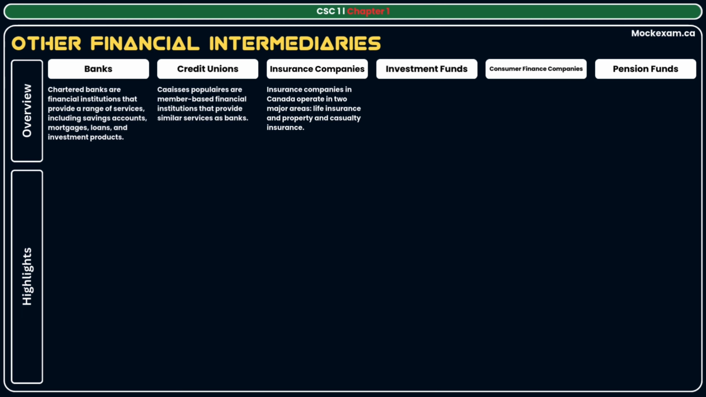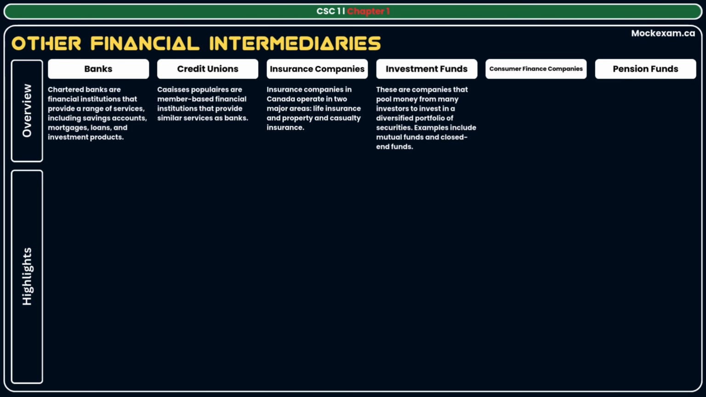Insurance companies. Insurance companies in Canada operate in two major areas, life insurance and property and casualty insurance. And I think we pretty much know what insurance companies do because we deal with them every day. Investment funds. These are companies that pool money from many investors to invest in a diversified portfolio of securities. Examples include mutual funds and closed-end funds.